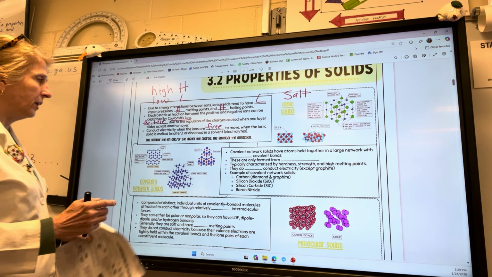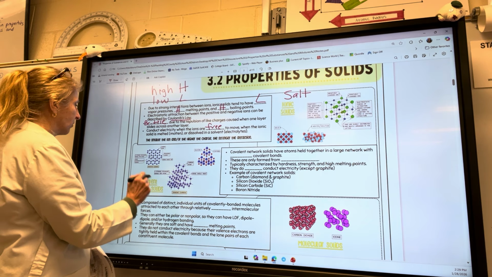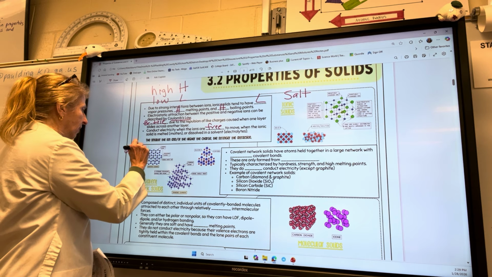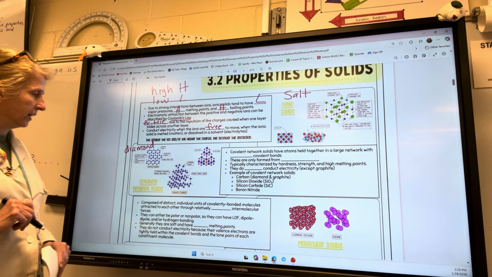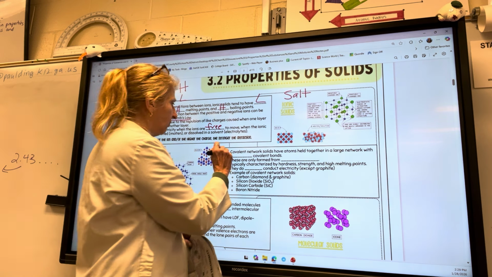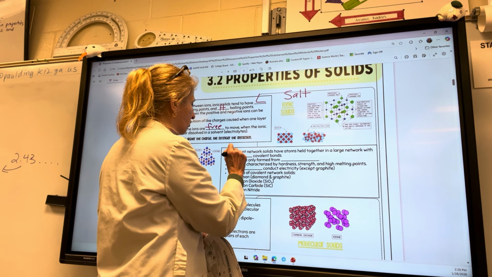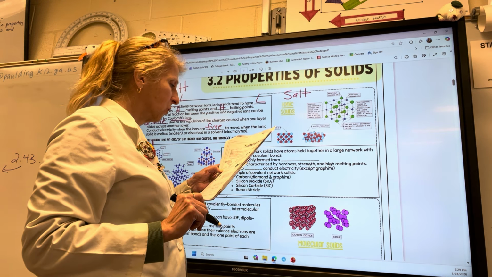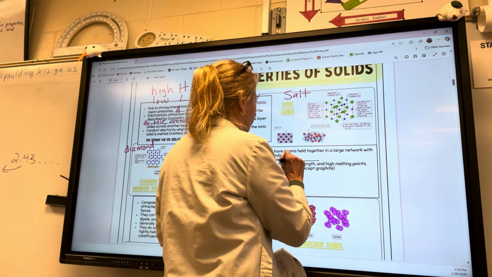So our next one is covalent network solids. Think diamond. Okay, so there's covalent network solids. Covalent network solids are very strong. Diamonds are strong, aren't they? Covalent bonds, they're formed only from non-metals.